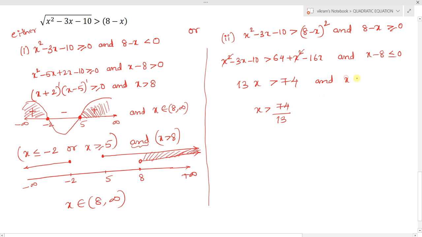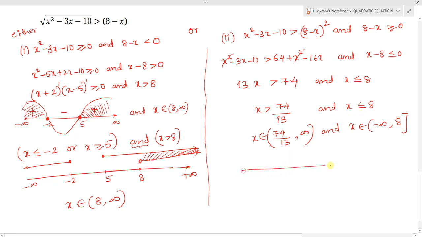And what is the other condition? X less than or equal to 8. Now we'll summarize this. X greater than 74 by 13 means x belongs to (74/13, infinity) with open braces, and x belongs to minus infinity to 8 with closed braces, because x equals 8 is included.